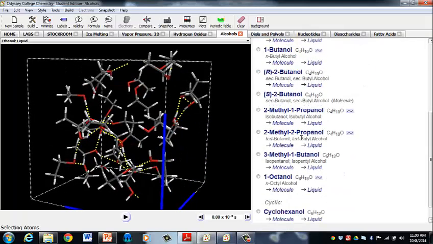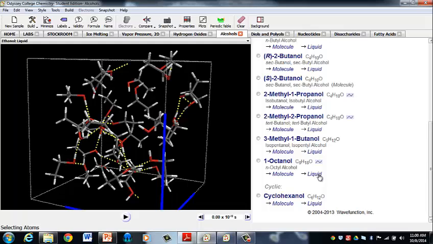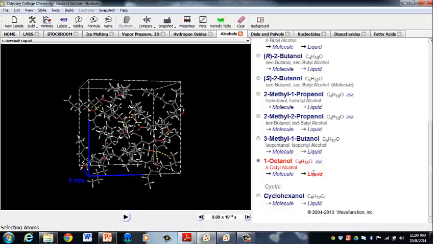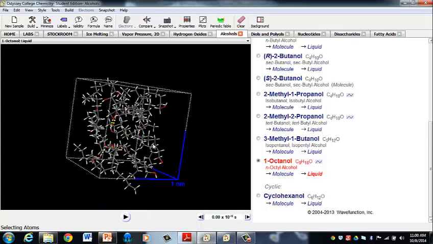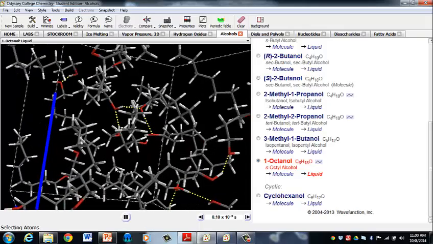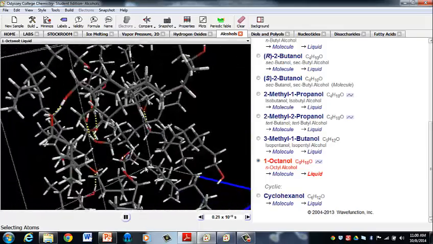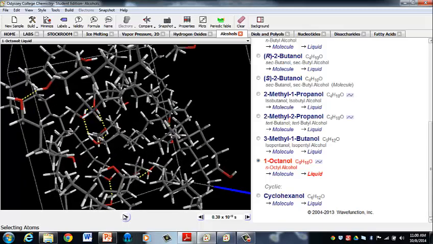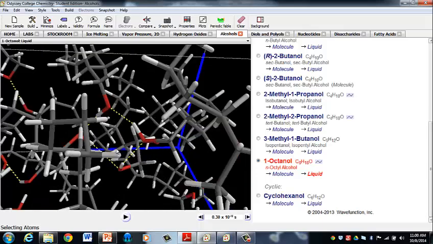I can look at even bigger ones like octanol. This will have 8 carbon atoms. And now in this whole sample, I only see 3 or 4 hydrogen bonds because there's so many hydrogens that aren't available. So that's going to explain differences in properties. Even though these molecules are capable of hydrogen bonding, the more of those carbon atoms you add in, the less important the hydrogen bonding becomes, because it's only a small part of the molecule that can actually do it.